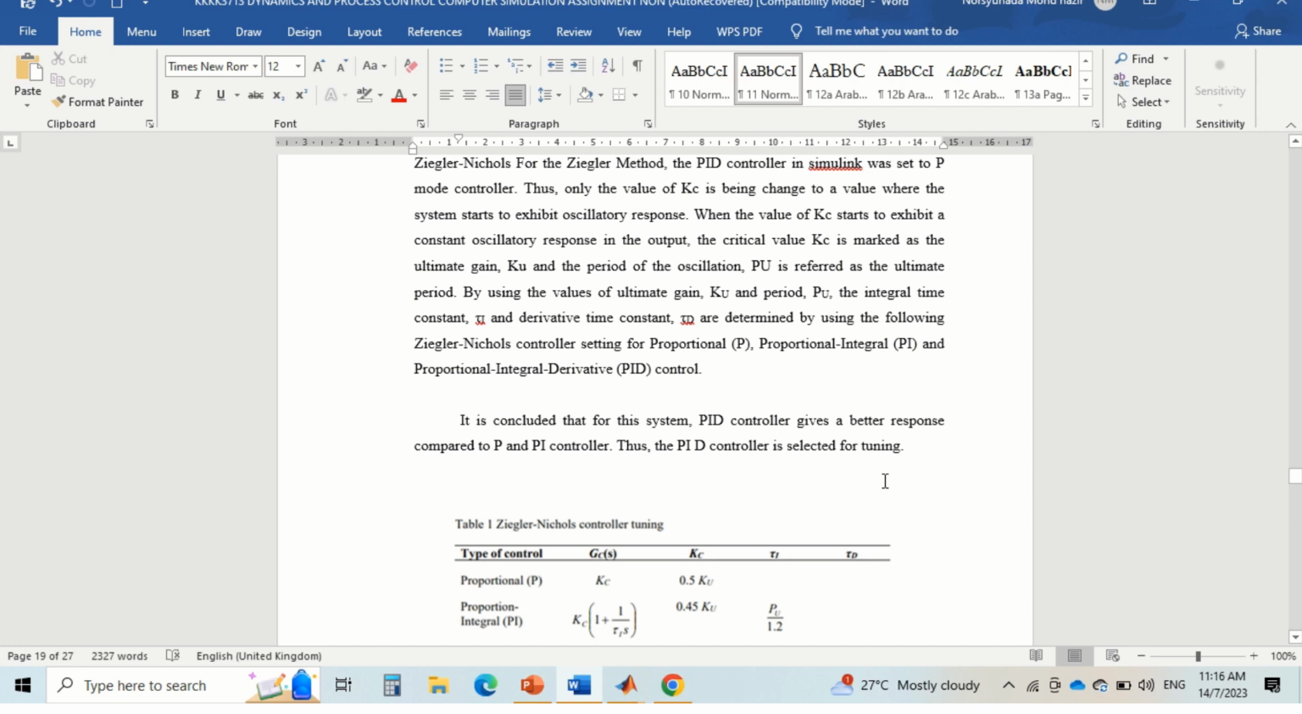By using the values of ultimate gain Ku and period Pu, the integral time constant and derivative time constant are determined by using the following Ziegler-Nichols controller settings for proportional P, proportional integral PI, and proportional integral derivative PID control. It is concluded that for this system, the PID controller gives a better response compared to P and PI controller. Thus, the PID controller is selected for tuning.